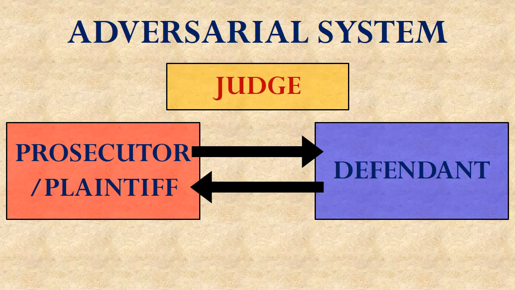In our system of justice, that referee, the person who's in charge of making sure that the parties involved follow the rules, is the judge. So you have the prosecutor or plaintiff fighting it out with the defendant, attacking each other, trying to prove each other wrong, and the judge is sitting there neutrally, not taking sides, trying to make sure that both sides follow the rules.